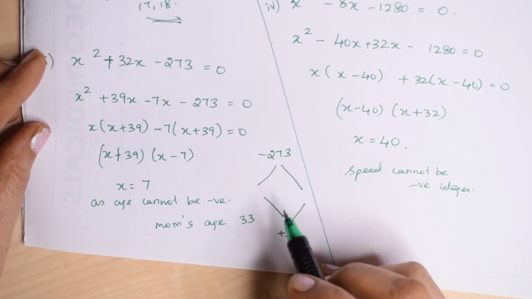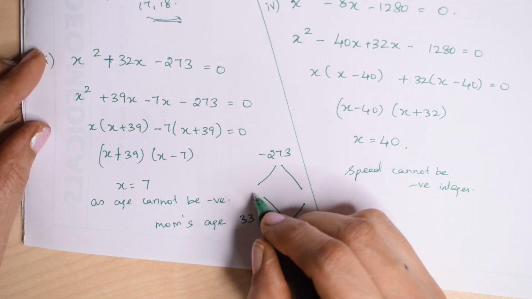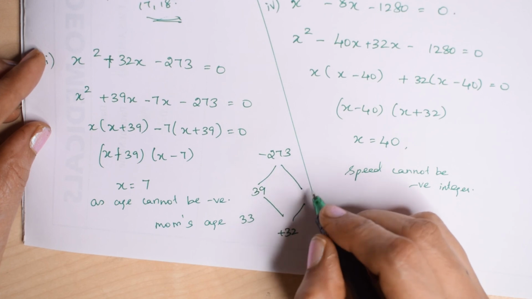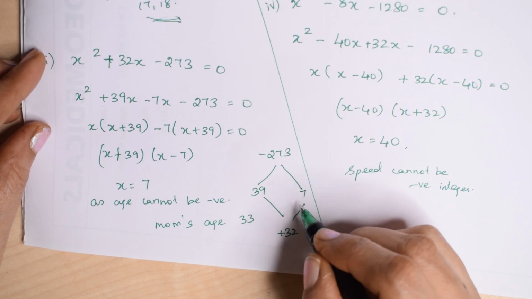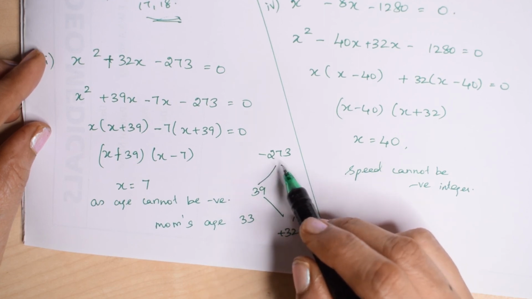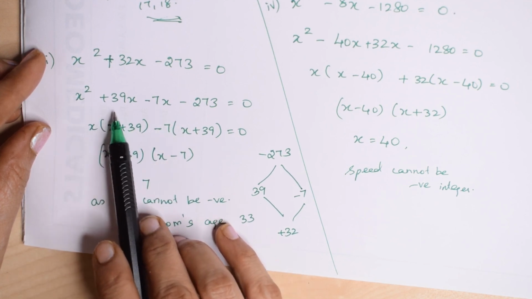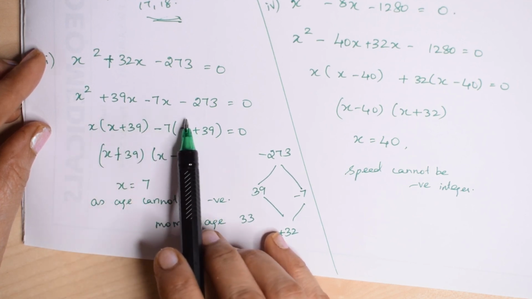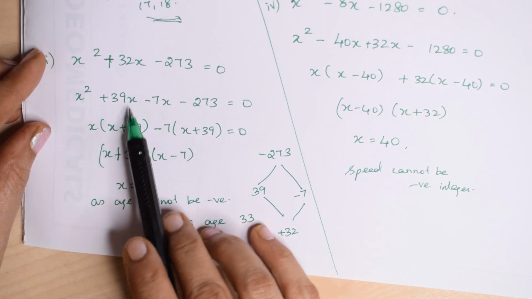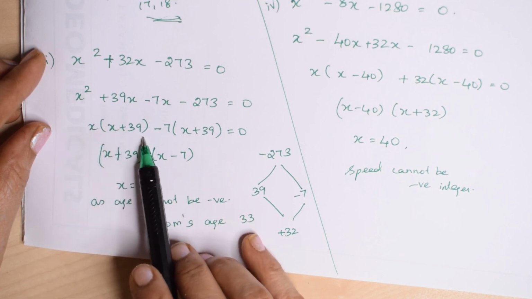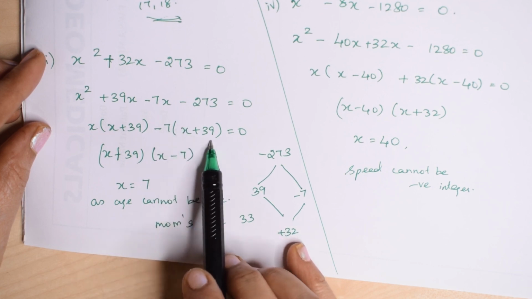So what does it mean? The positive number is bigger than the negative number. The numbers get split as 39 and 7. When I subtract, I get plus 32, right? When I multiply, I get minus 273, and so I can write this equation as x square plus 39x minus 7x minus 273 is equal to 0, and so taking the common factor x outside, it becomes x plus 39, and minus 7 I take for the next two terms, and x plus 39.